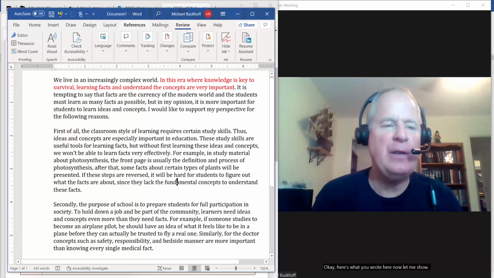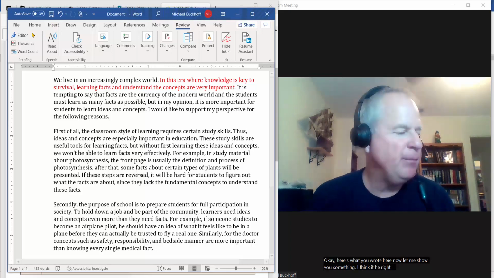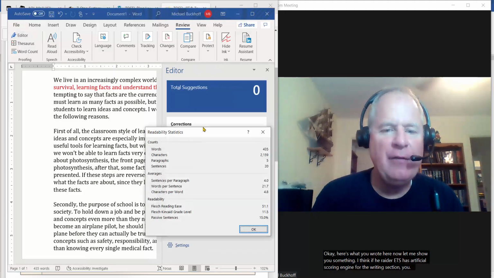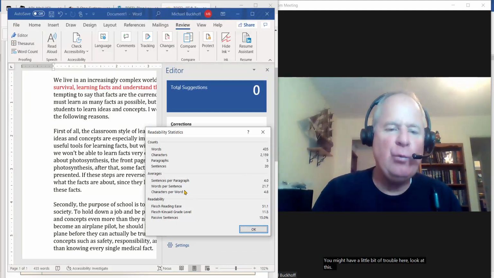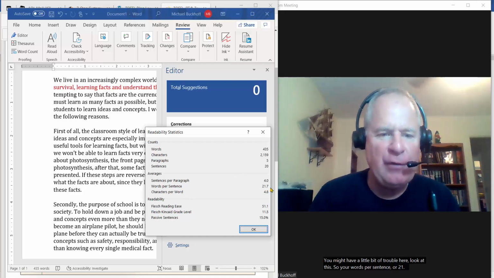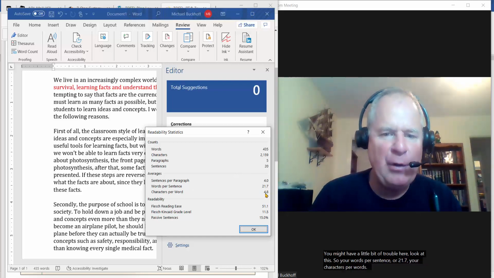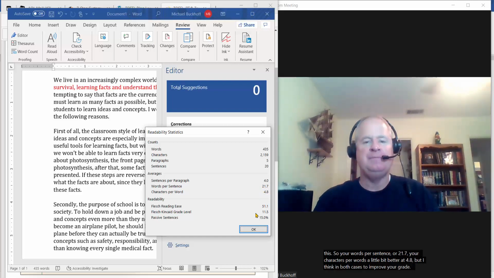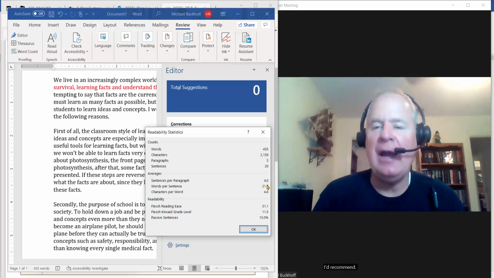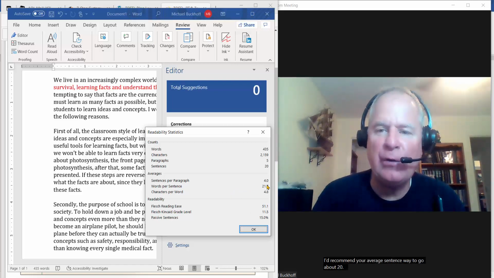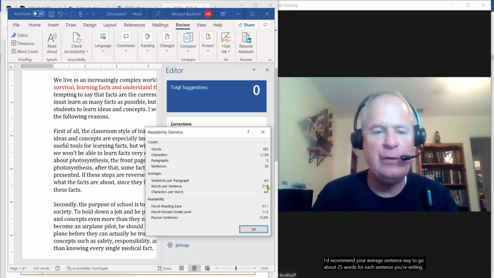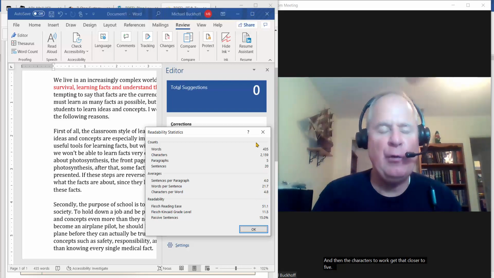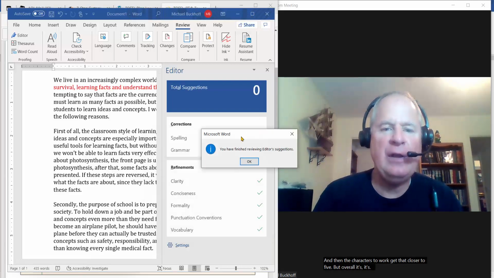Now, let me show you something. I think if E-Rater, ETS's artificial scoring engine for the writing section, you might have a little bit of trouble here. Look at this. So your words per sentence are 21.7. Your characters per word is a little bit better at 4.8, but I think in both cases, to improve your grade level, I'd recommend your average sentence length go to about 25 words for each sentence you're writing, on average. And then the characters per word, get that closer to 5. But overall, it's a well-written essay, right?